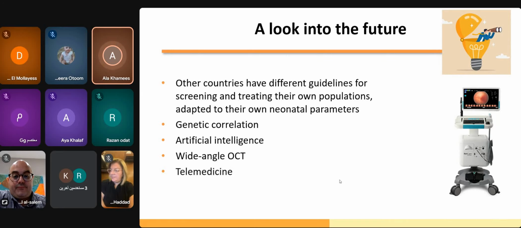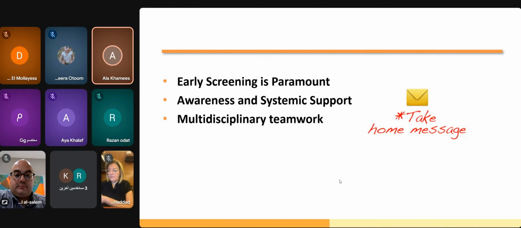Now the wide-angle OCT, telemedicine, and artificial intelligence are playing a wider role in treating premature patients. So again, early screening is paramount. Right time screening, awareness, systemic support, that's multidisciplinary teamwork with the neonatologist, the pediatric ophthalmologist, the retinologist, and the vitreoretinal surgeon. We need them. So we need multidisciplinary teamwork to improve the life of these little beings. Thank you.